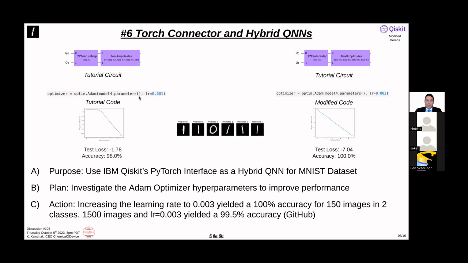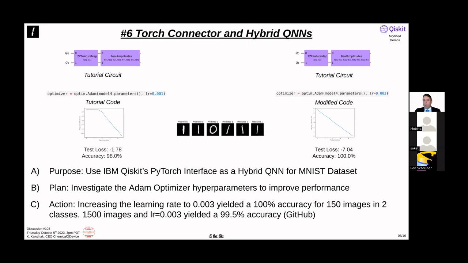So they have their learning rate set to 0.001, and I actually increased it, which would be fewer steps. And in this case, it actually helped a lot as far as the test loss. You can see here the loss goes down as things progress, test loss over here -1.78, test loss over here -7.04. Overall accuracy from 98% to 100%. Now, this is 150 images, so it's 100 training and 50 testing.